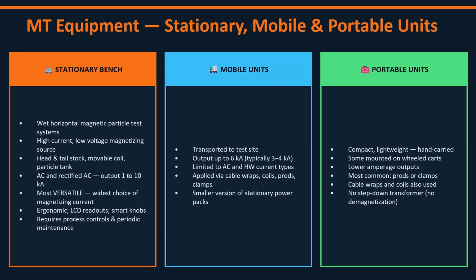They can support cable wraps, coils, prods, clamps, and other techniques where the component cannot easily be transported. Portable units are optimized for accessibility. A yoke or small power source can be carried to a weld or structural component during a shutdown. The trade-off is lower current capacity and fewer available magnetizing configurations.